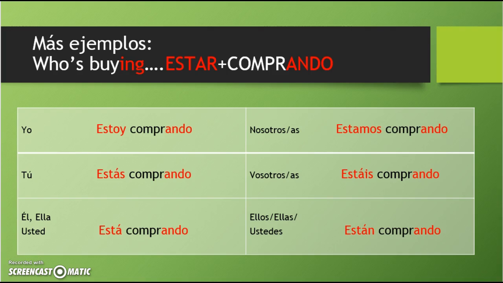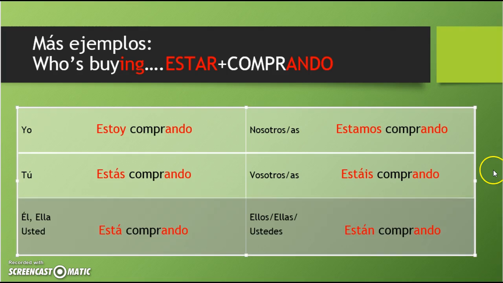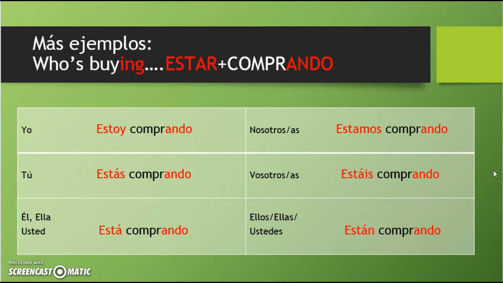Más ejemplos. So again, using these same present participles, the comprando, comiendo, I put these into all the forms. So I would have estoy comprando, estás comprando, está comprando. On the plural side of things, estamos comprando, estáis comprando, and están comprando. So again, it's always going to be comprando. The only thing that is changing is my form of estar to match my subject pronoun. Qué fácil.